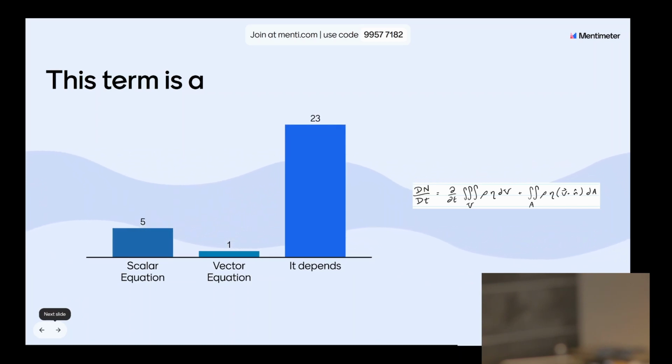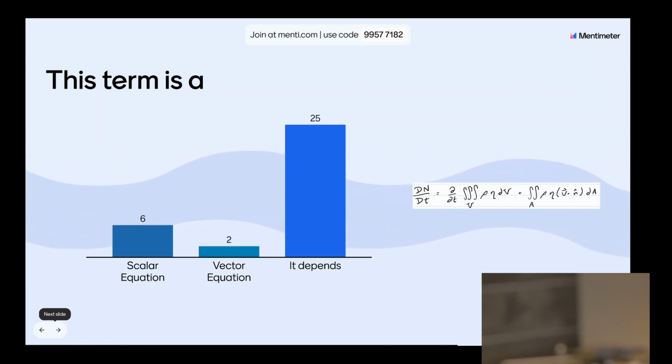Does someone who said it depends want to explain? You guys are going to be engineers, right? So the answer is always it depends. Yeah, because you haven't chosen what eta is. What if you chose eta to be a scalar? What would this be? Scalar. And a vector? A vector, right? Exactly. So this equation, like the material derivative, doesn't change the rank of what we put into it. By rank, I mean scalar, vector, and it goes above that, but I'm not going to go there. Any questions about that?